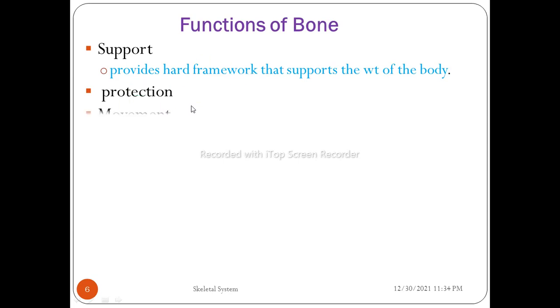The second function is protection. The third one is movement. Protection means it protects some delicate, very important organs. The other is movement. Bones, joints, muscles, and nerves are important in general for movement. So bone is also important for movement.